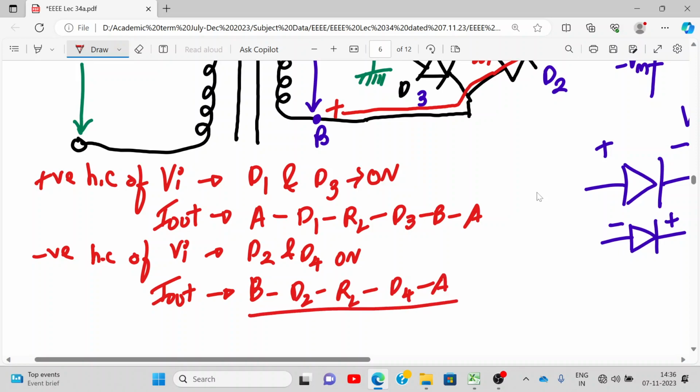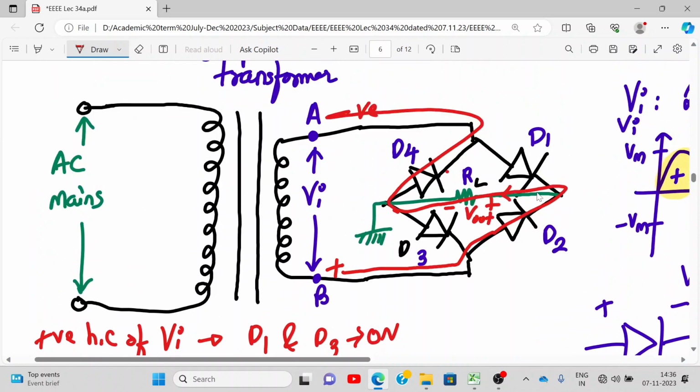Here we can say the output is positive during the negative half cycle also. And what do we mean by positive? Current going from positive to negative is considered positive. Okay, so this is the working.